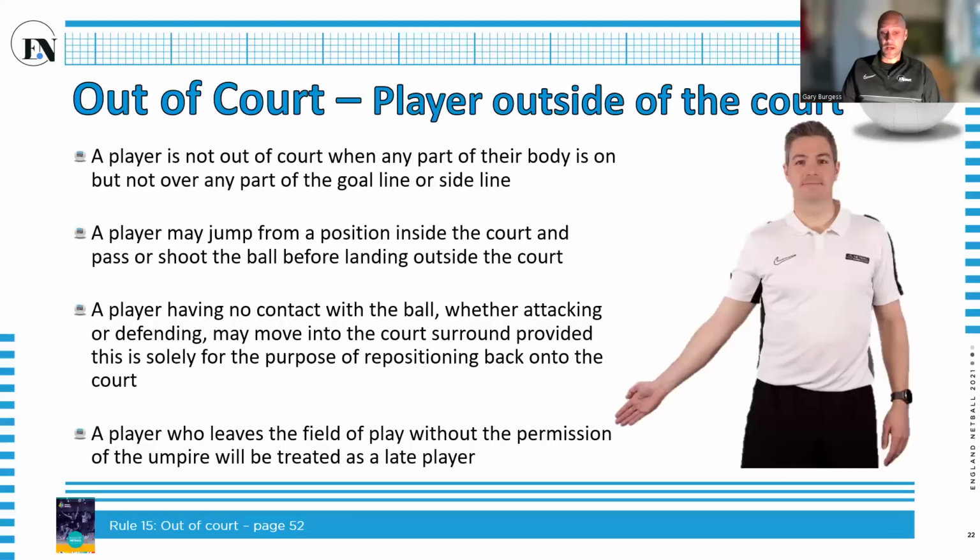Now, a player having no contact with the ball, whether attacking or defending, may move into the court surround, providing this is solely for the purpose of repositioning back onto the court. This kind of means that both players can reposition in the court surround. Previously, this rule has been clarified because if you were taking a goal line throw in and the umpire was umpiring that goal line throw in, a player up the other end could go off court, but you would be expected to penalise them for not being on court when the pass was taken. So that just tidies up that rule: people can be positioned in the court surround, and the player taking the throw in does not have to wait.